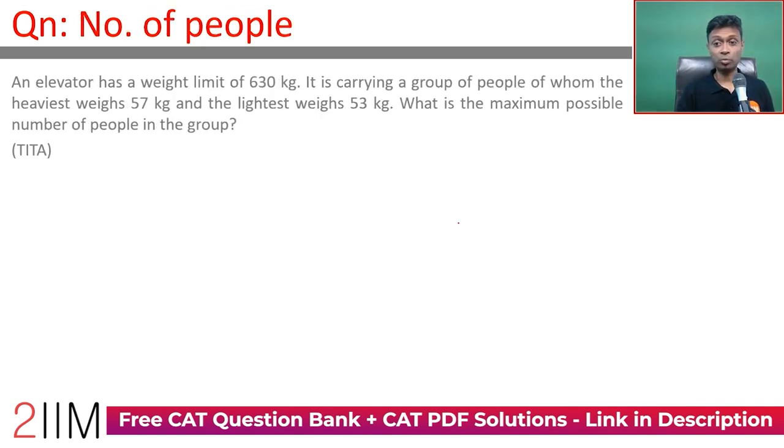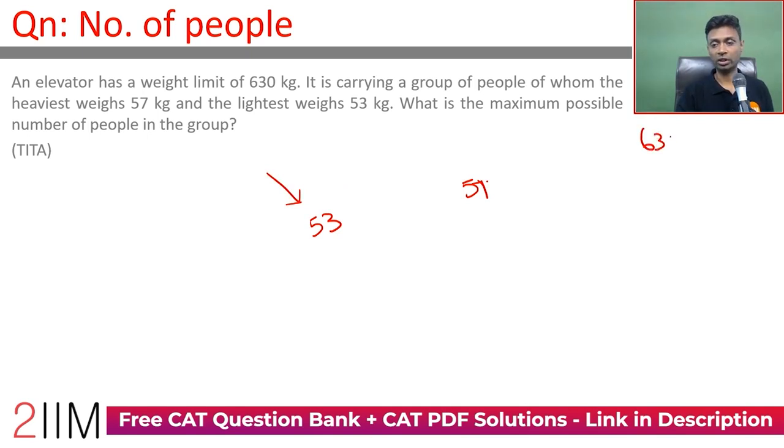An elevator has a weight limit of 630 kilograms. It's carrying a group of people of whom the heaviest weighs 57 kilograms and the lightest weighs 53. What is the maximum number of people in the group? For maximum number of people, we should have maximum number of people weighing this.